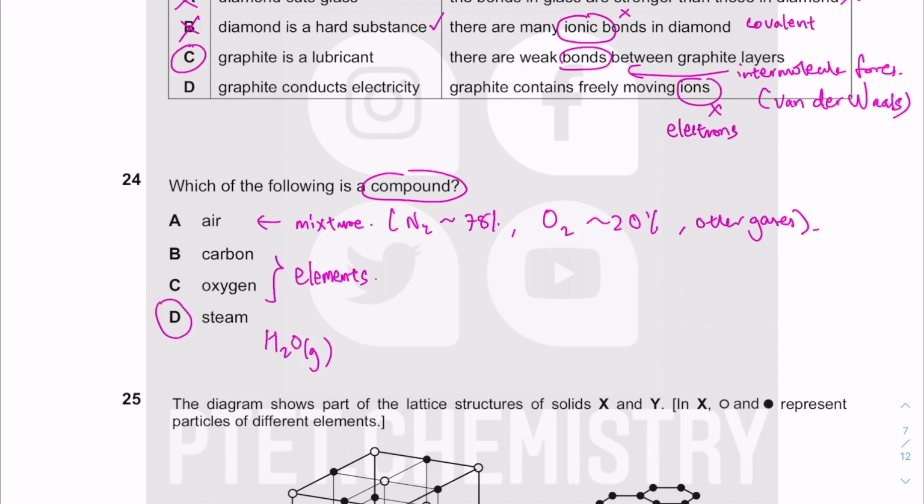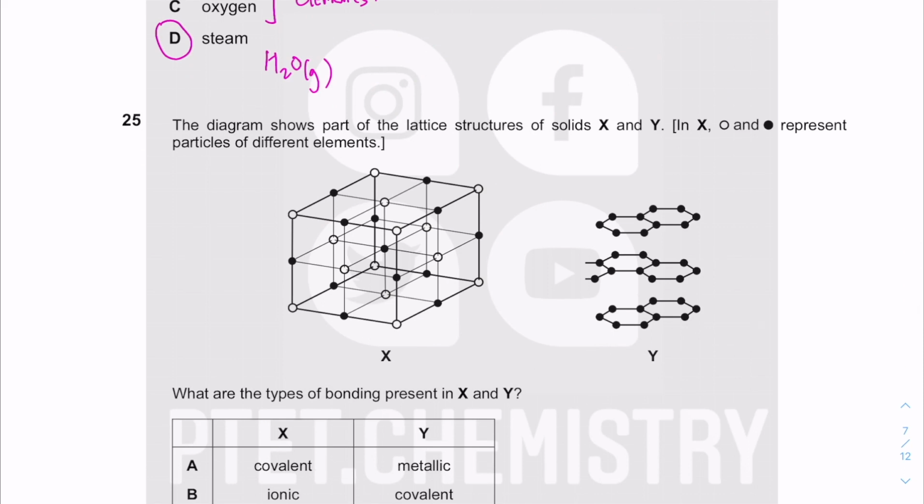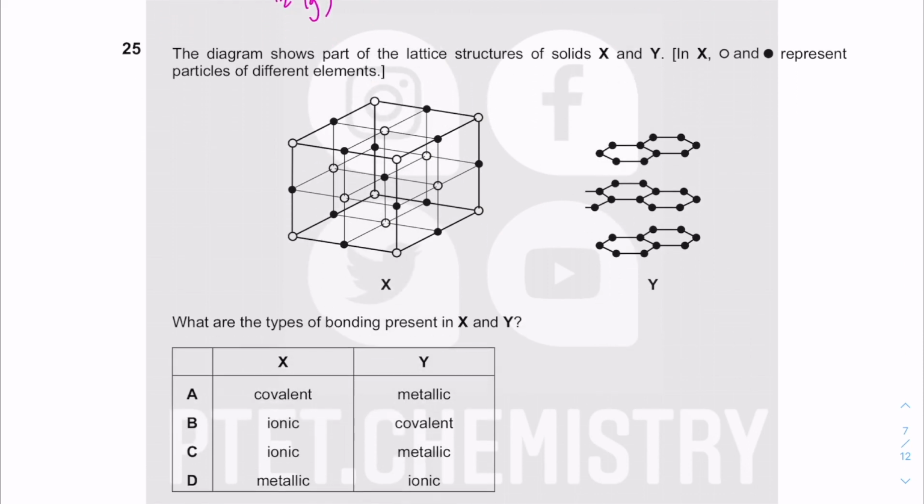So definitely steam is the compound there. It is definitely a repeat of something earlier. I forgot to take out this question and replace it.